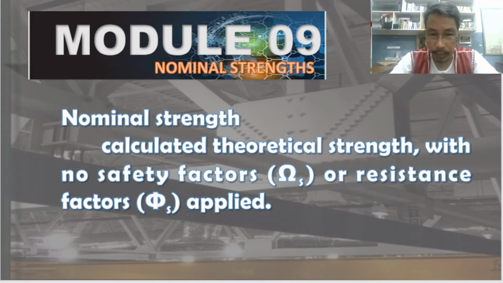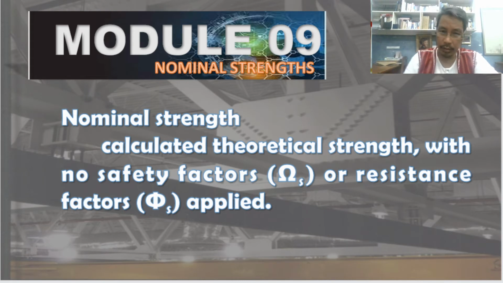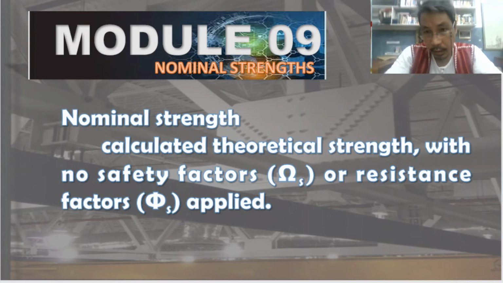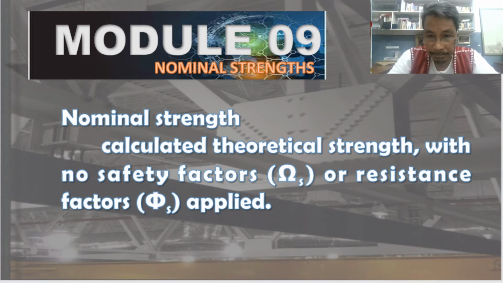What do you mean by nominal strength? Nominal strength is a calculated theoretical strength, with no safety factors, omega s, or resistance factors, phi s applied. Meaning to say, it is strength before application of safety factors.